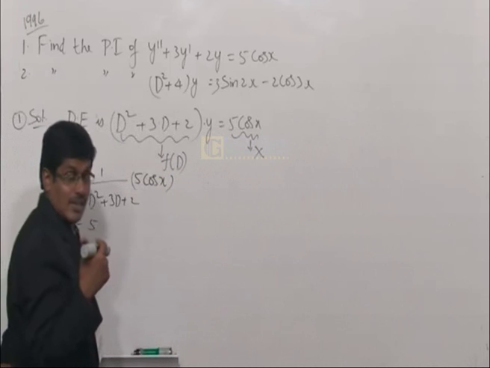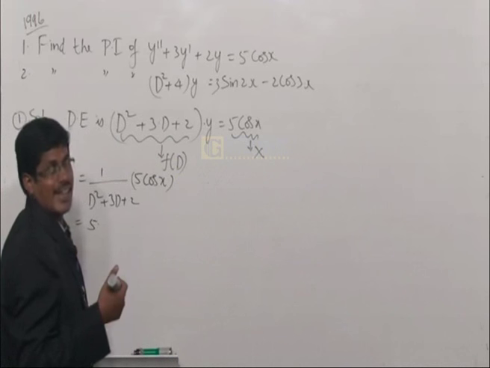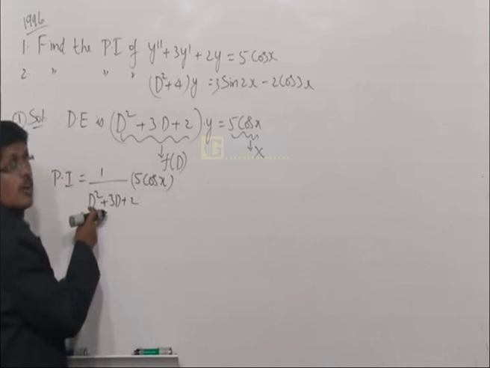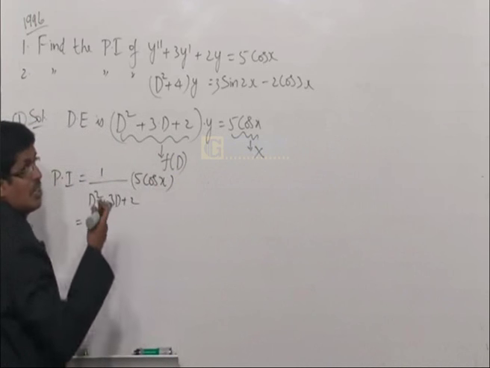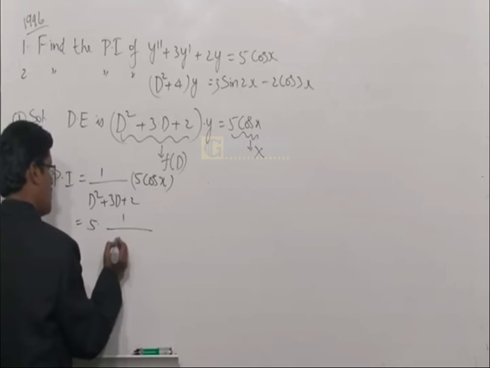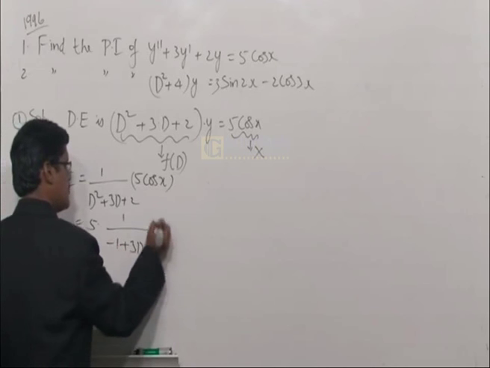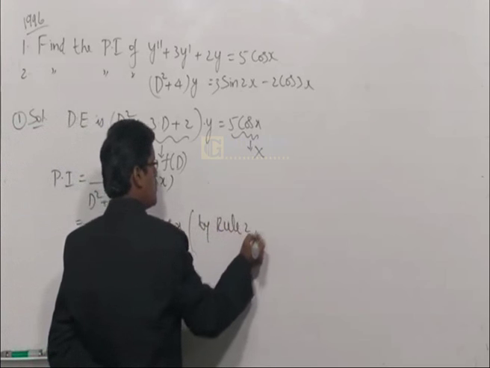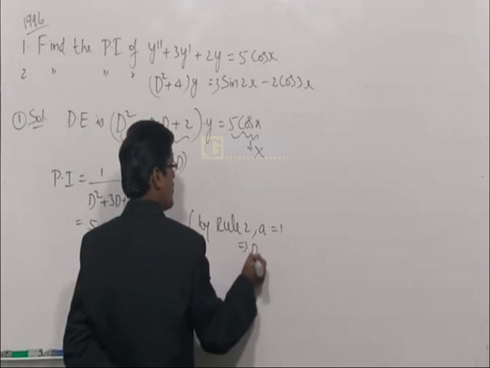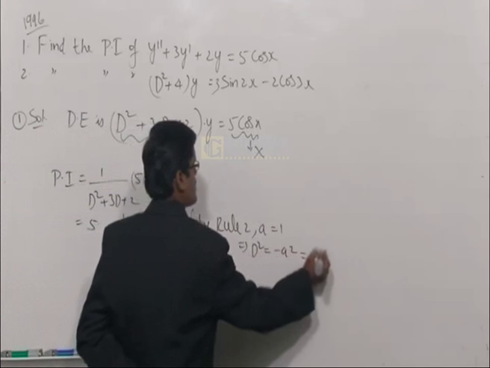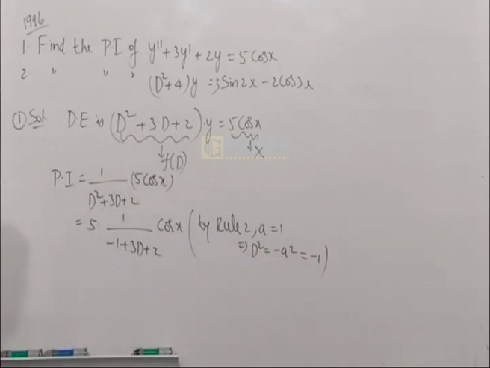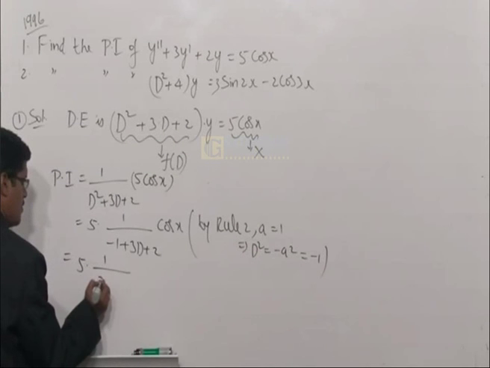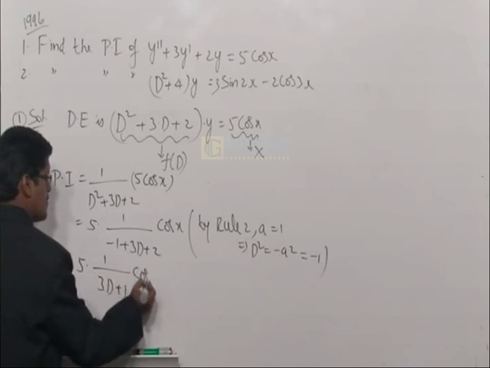What is the procedure given? Put D square is equal to minus a square. Minus into 1 square means minus 1. See whether the denominator is 0 or not. Minus 1 plus 2 plus 3D is not equal to 0. So 1 over minus 1 plus 3D plus 2 into cos x. Just giving the reason: rule 2, your a value is 1, D square value is minus a square, which becomes minus 1. Here I kept that one. So this becomes 5 times 1 by 3D plus 1 into cos x.